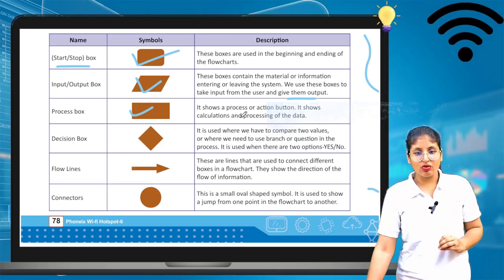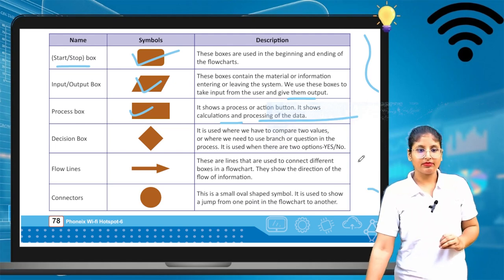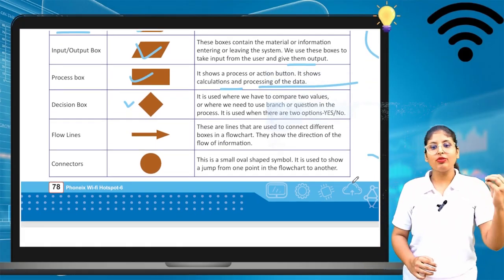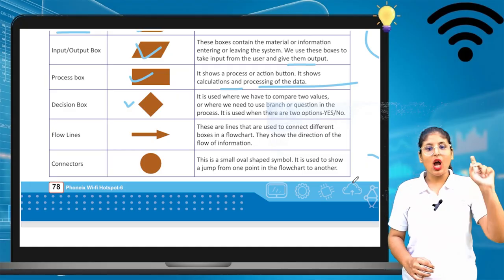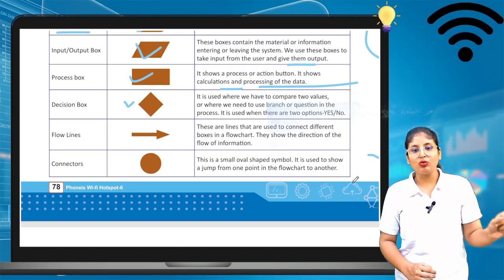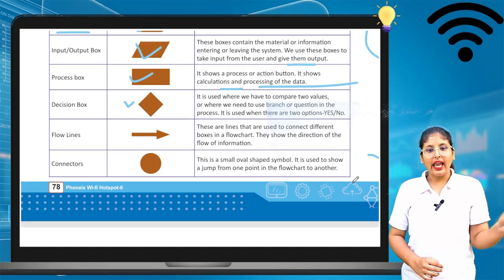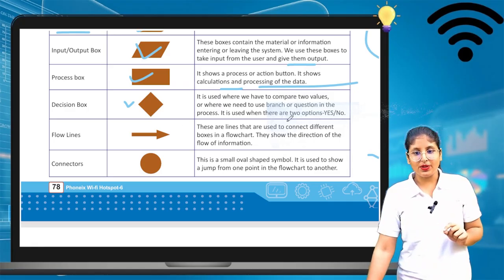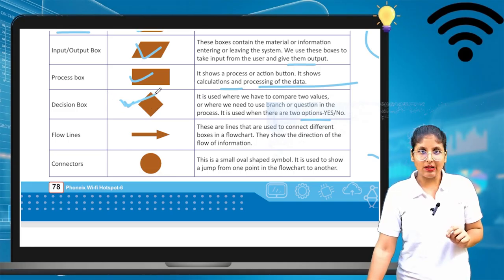It shows processing and calculation of the data. Next, the decision box. It is used where we have to compare two values, or where we need to use a branch or questions in the process. It is used when there are two options like yes and no. So this is the decision box.